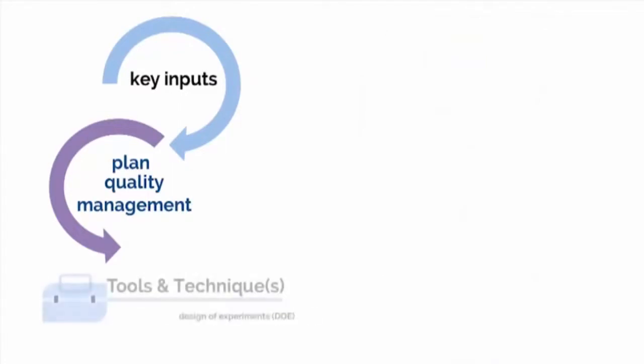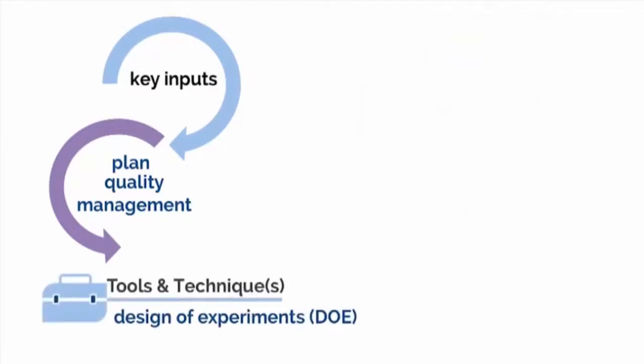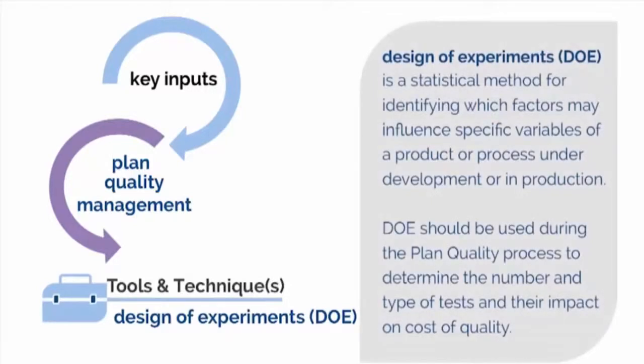Another really important tool is the design of experiments, or DOE, which is a statistical method for identifying which factors may influence specific variables of a product or process under development or in production. For example, consider a situation where the project team would like to decrease system time. We might consider several factors such as getting better equipment, providing more training to staff, or implementing JIT processes. Using this tool, the project team would be able to determine which combination of factors would best be able to decrease system time and, of course, consider this in light of the cost of making said changes.